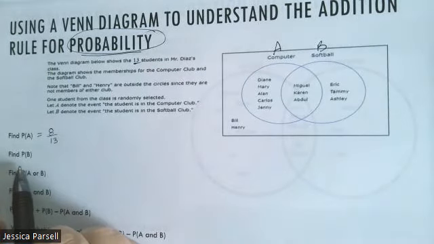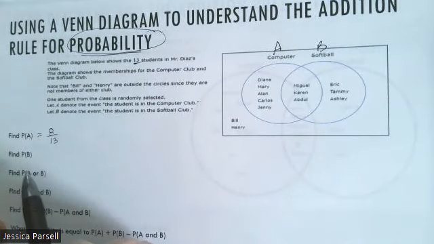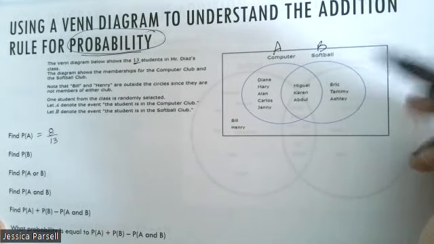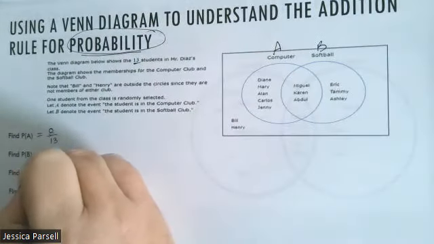Well, the probability that someone comes into Mr. Diaz's class and randomly picks out people that are on the softball team would be 1, 2, 3, 4, 5, 6 out of 13 total people in the class.